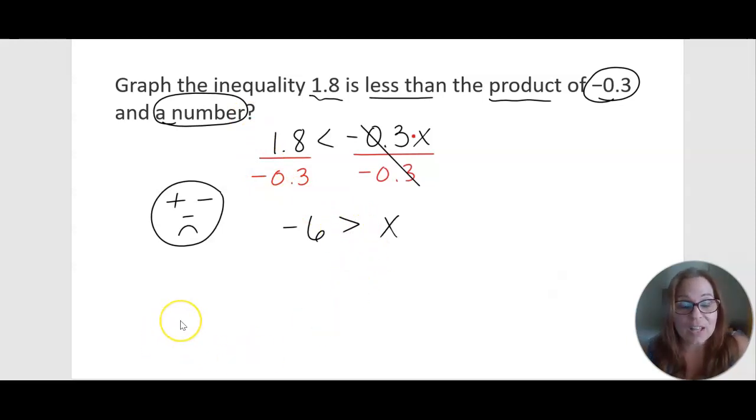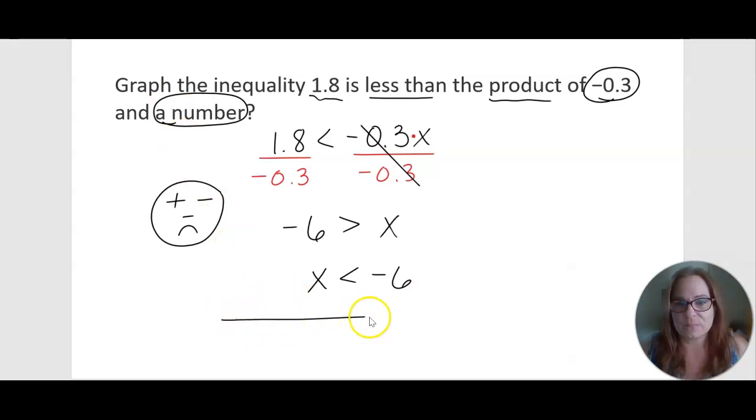All right, now a lot of students, when it comes to graphing, prefer to have the variable first. If you look at this inequality, it sort of looks like it's pointing at the x. So if I were to rewrite it starting with the variable, it should still be pointing at the x, right? Now, when it comes to graphing this, I'm going to draw a line. Let's see. Yeah, I'll just do it down here. And I'm going to put negative 6 on my line, and it doesn't really matter. The other numbers are here and here.